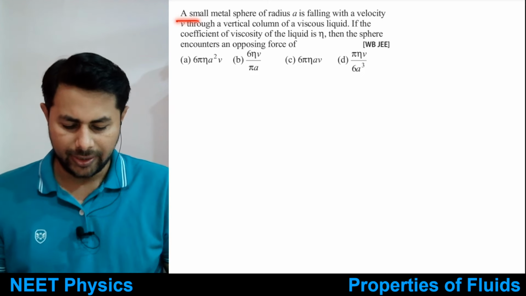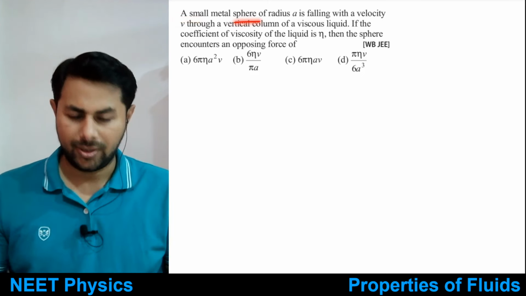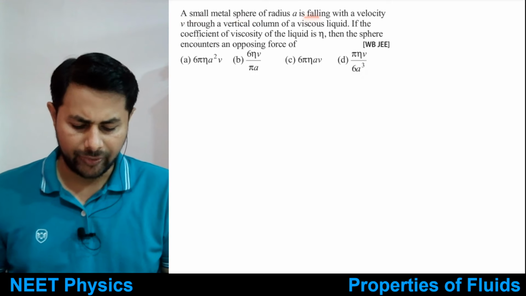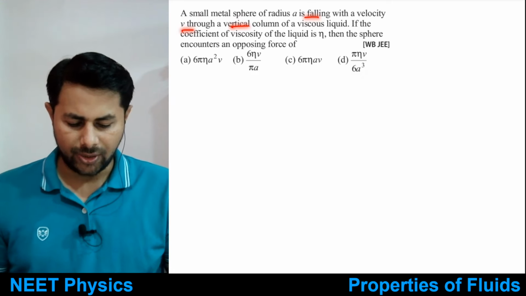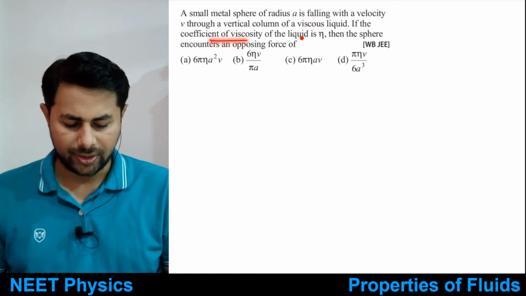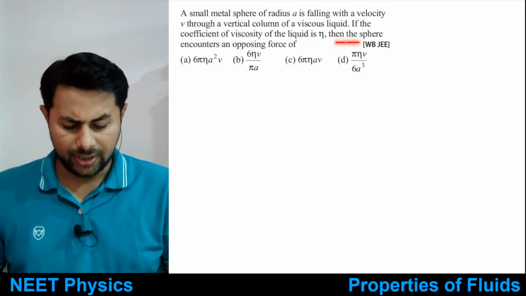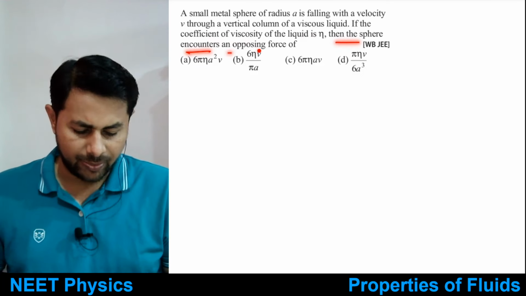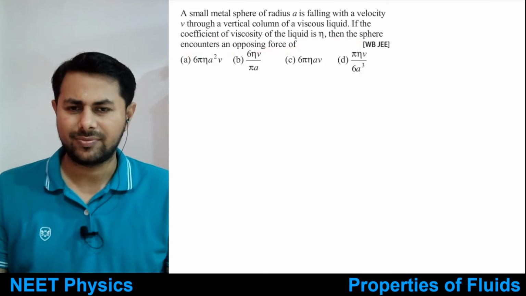So let's see this one. A small metal sphere of radius a is falling with velocity v through a vertical column of a viscous liquid. If the coefficient of viscosity of the liquid is eta, then the sphere encounters an opposing force of, tell me.